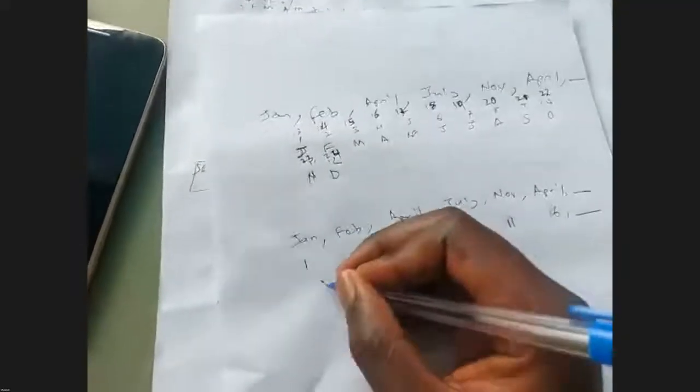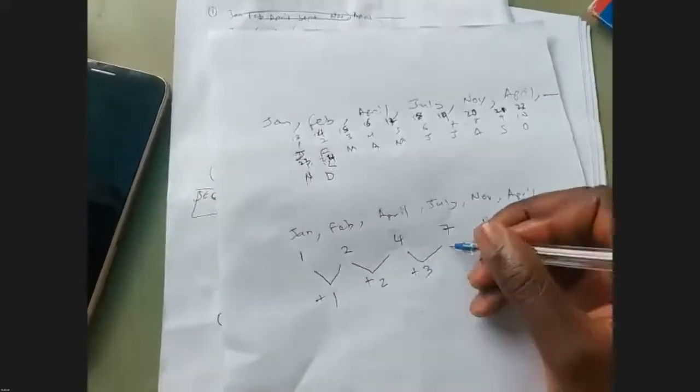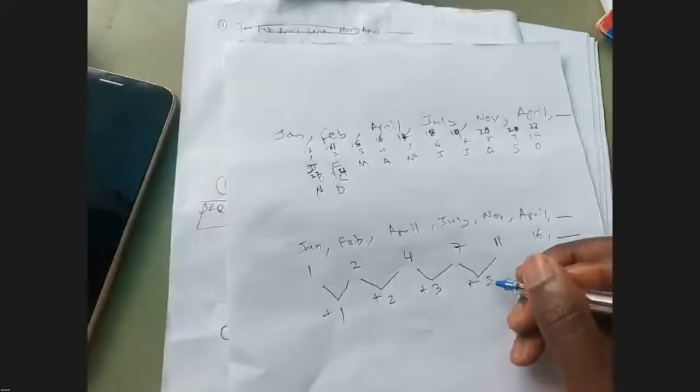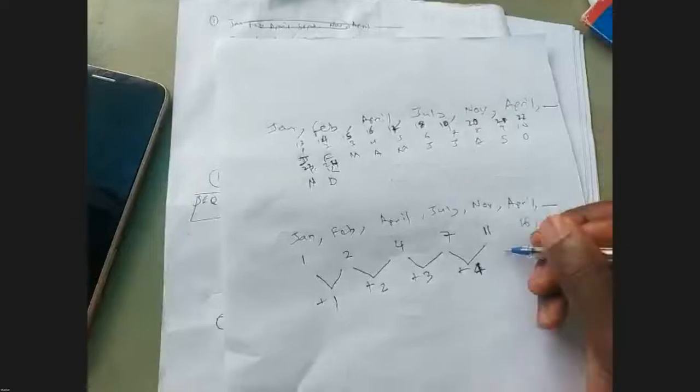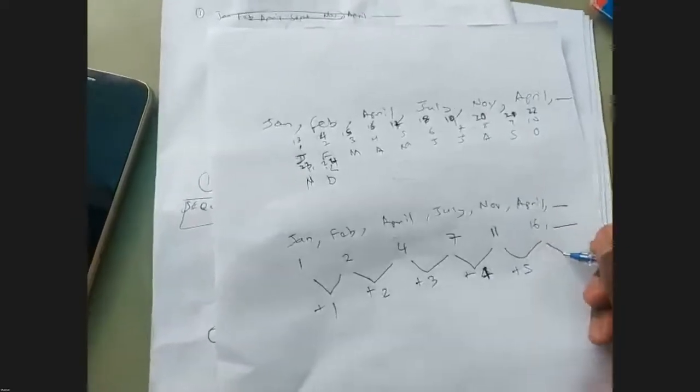How are they related? From 1 to 2 is plus 1. From 2 to 4, it's plus 2. 4 to 7 is plus 3. 7 to 11 is plus 4. 11 to 16 is plus 5. That means here will be plus 6.